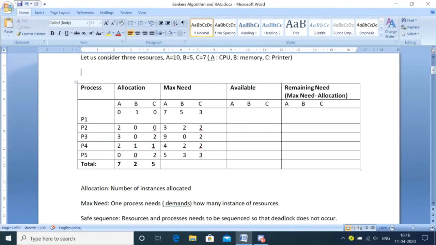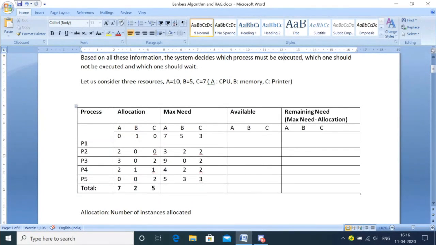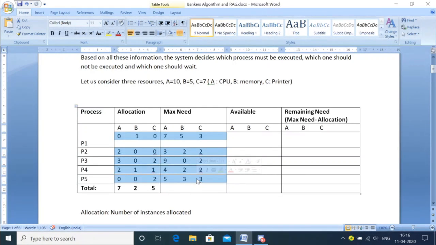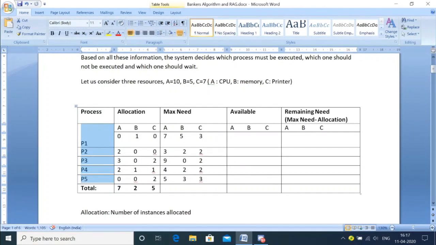So this one, this is the table that you will be given. This section of the table will be given to you, and this will be given to you in the question. Then this part of the question also will be given. That means A, B, and C are resources. There are 10 instances of A, 5 instances of B, 7 instances of C. That means you can use resource A 10 times, B 5 times, C 7 times. That's what the instances is being said here.